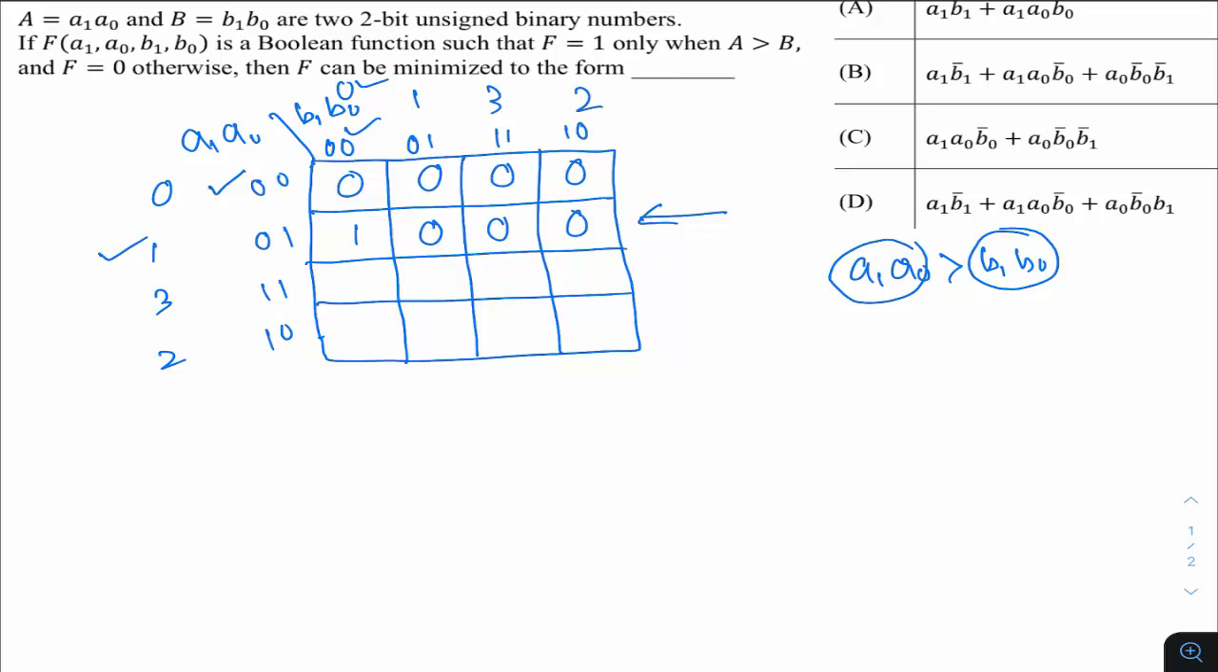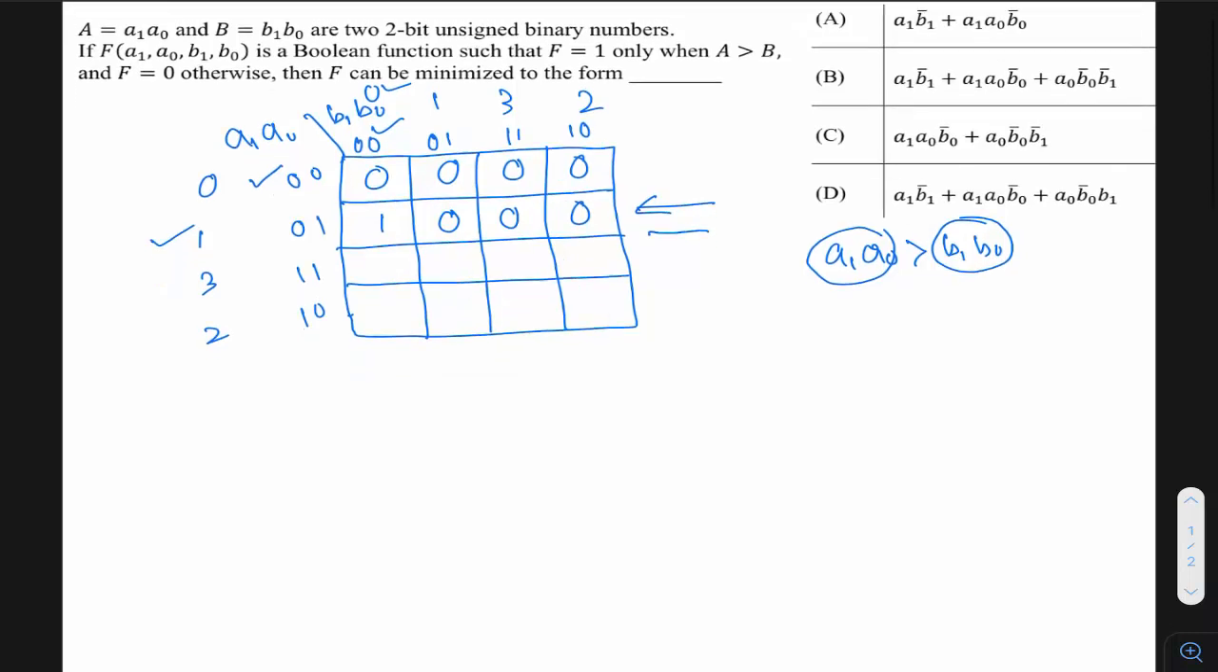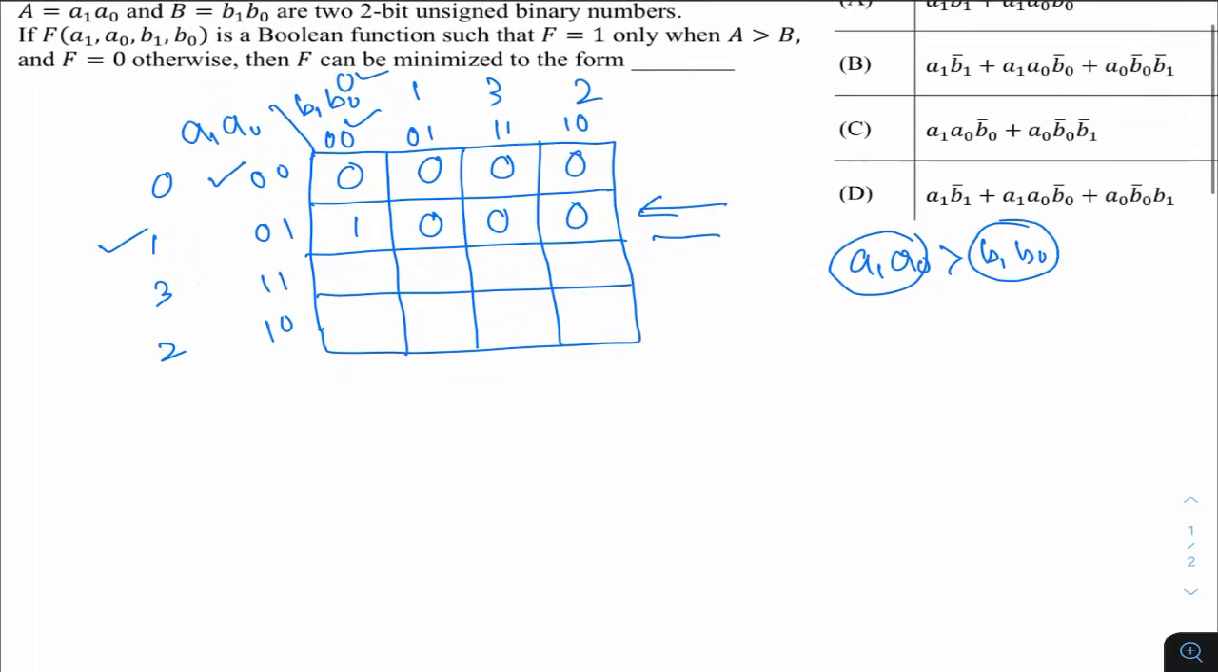Next, the third row. A value is 3. B value is 0 in the first box, so 3 is greater than 0, you get 1. 3 is greater than 1, you get 1. 3 equals 3, you get 0. 3 is greater than 2, you get 1 here.